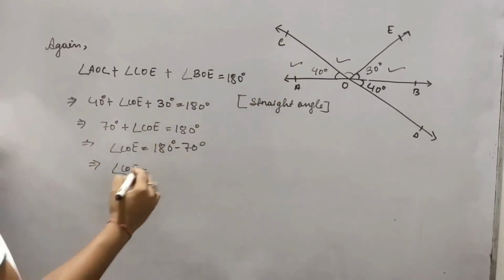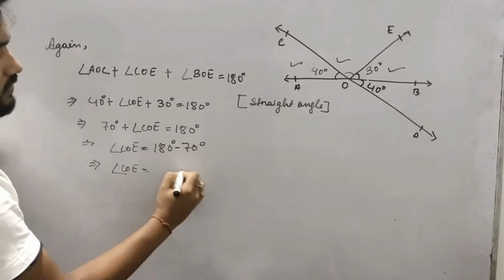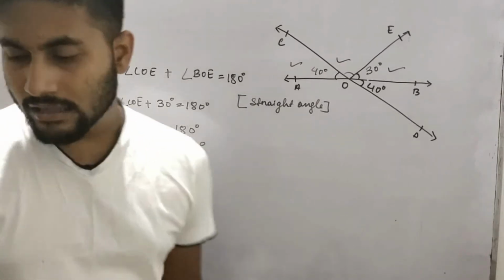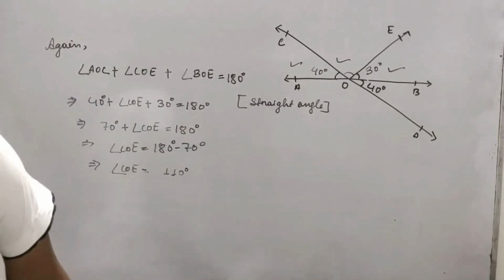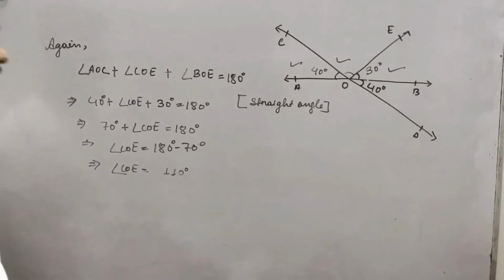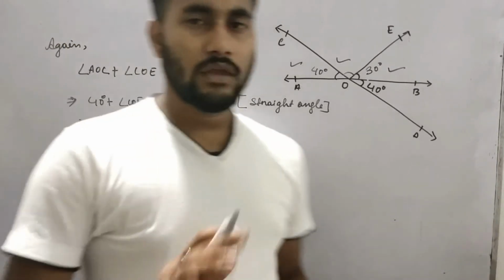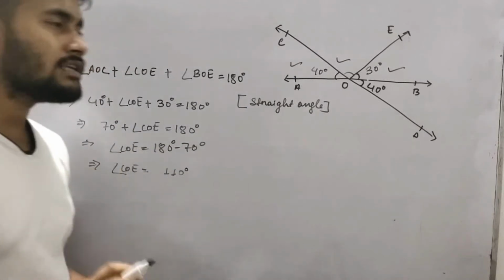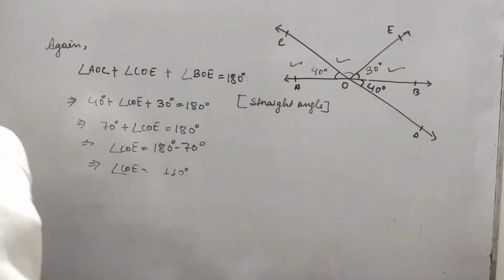Simple calculation, you only have to understand the diagram. So what is angle COE? Angle COE is 110 degrees. But in the question, it is not asked to find angle COE. In the question, what is asked to find? Reflex angle COE.